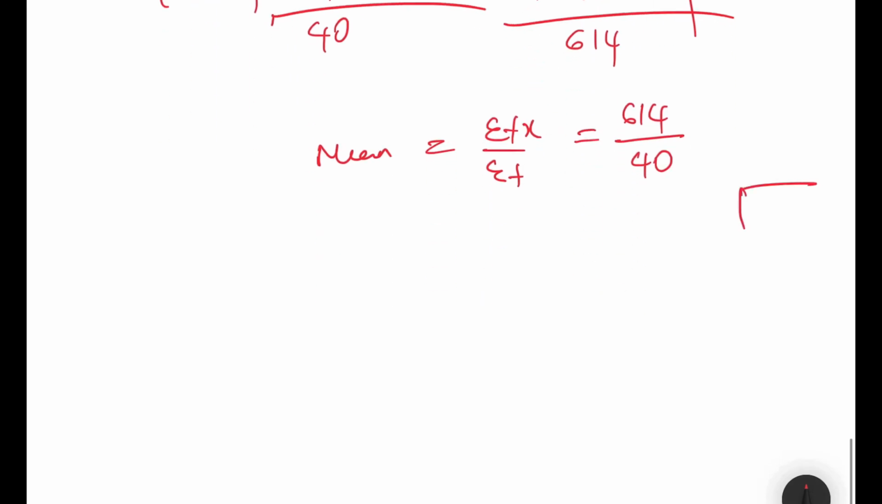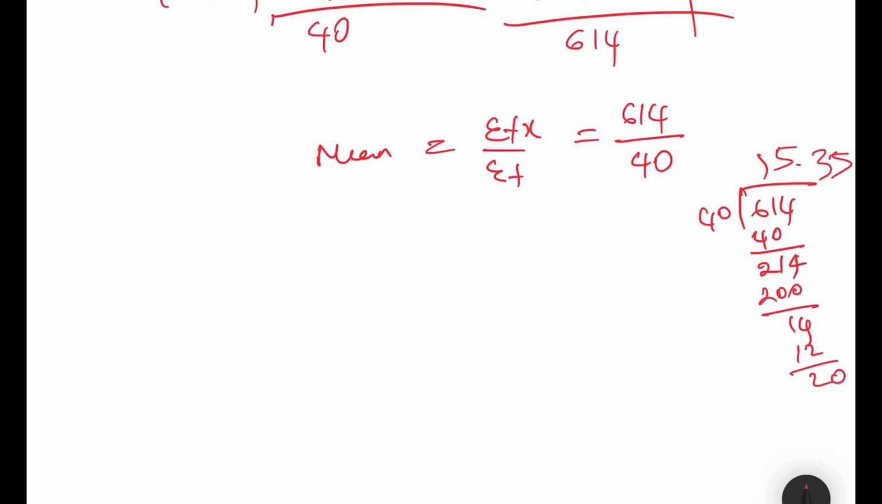So let us divide it. 61 divided by 40 goes 1 time, remainder 21, and continuing the division we'll get the answer as 15.35. That will be the mean value. Hope it's clear, children. This is how you will solve the question of tabulated data.